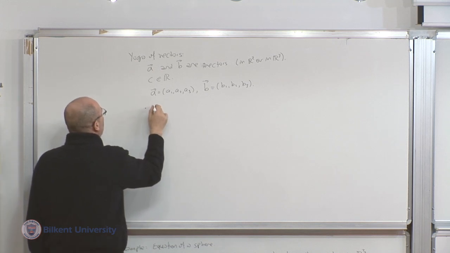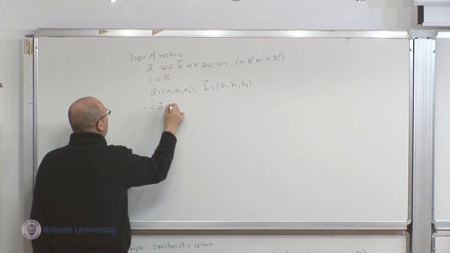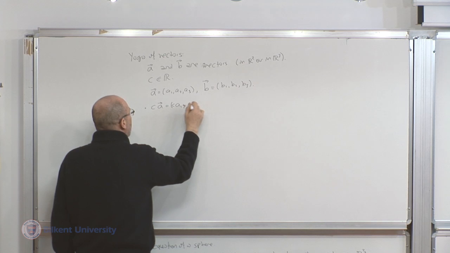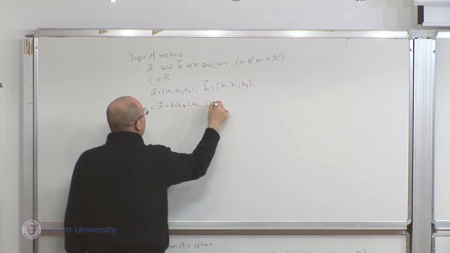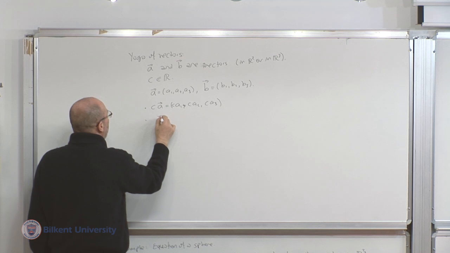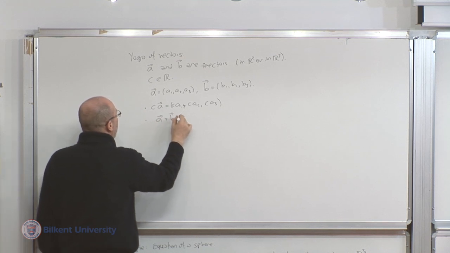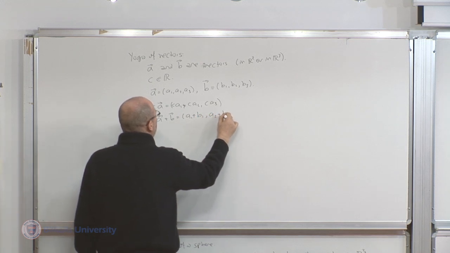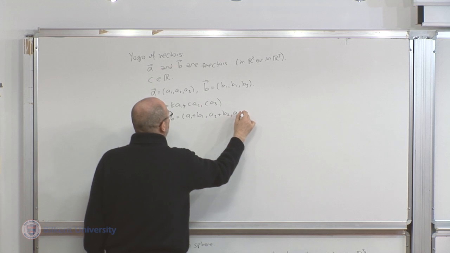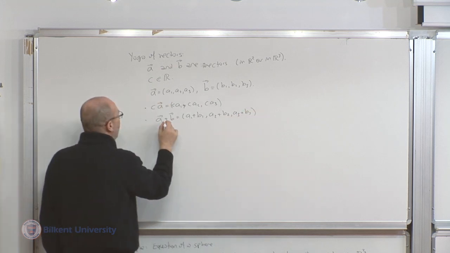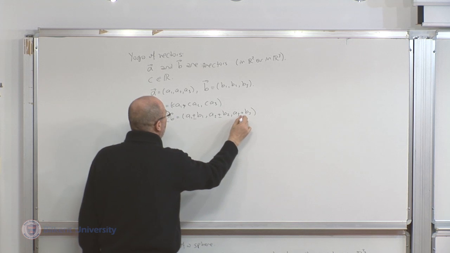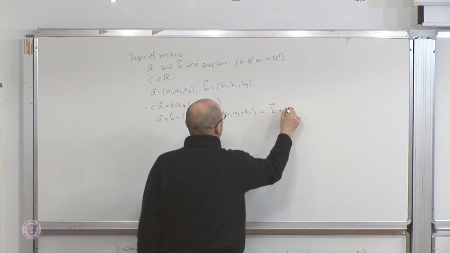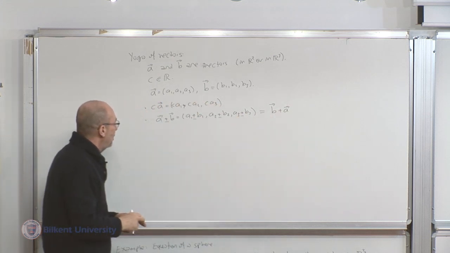Okay, then we have the usual things from high school. So cA is the vector (cA1, cA2, cA3). And A plus B is (A1 plus B1, A2 plus B2, A3 plus B3). Of course, you can have minus here, then those minuses will go there. And notice that this is the same as B plus A, because here we are just adding numbers.